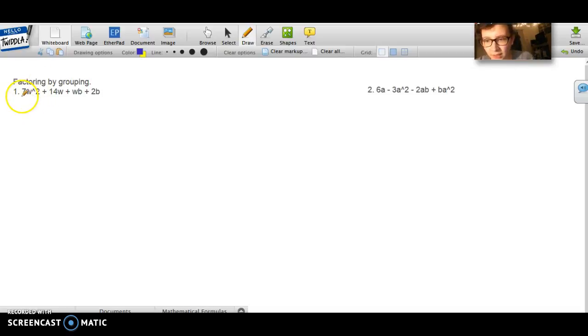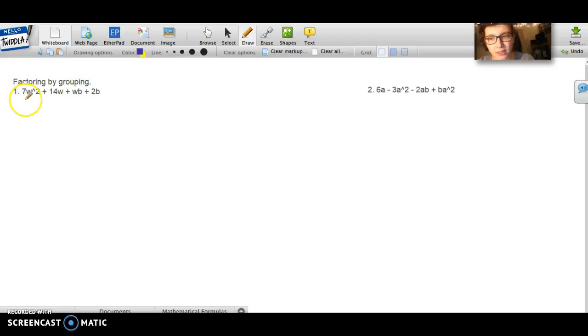So for this first one, we can see that this first term and this second term have a 7w in common, because 14 is 7 times 2, and they both have a w in them. This is w squared, so w times w, and so we could take a 7w out of these first two terms. So that looks good for our first group so far. For our second two terms, wb and 2b have a b in common, so we could take a b out of both of those. So let's see if that works.